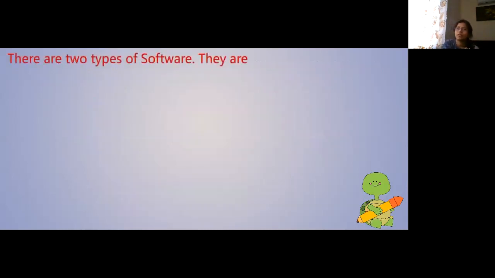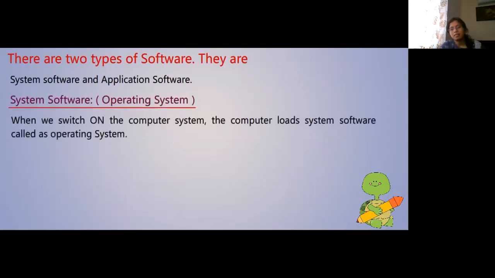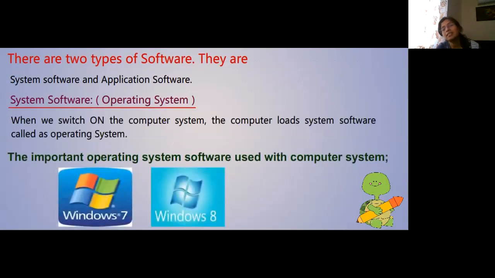Now, there are two types of softwares. Basically, there are two types of software, children. One is system software and another one is application software. Now, what is a system software? As soon as you switch on your computer, the computer starts loading. It starts up. To start that up, to allow all the different types of softwares to be there on your computer system, that software is called the operating system, and that is also called a system software.